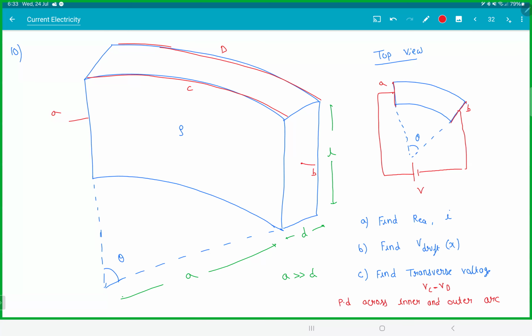What did you guys do exactly? Life is not that easy. What did you take? You took rho L by area, right? So area you took as L into D. Perfect. What length did you take? So you mean to say the length of the rod is constant everywhere? The inner surface's length is A theta. The outer surface's length is A plus D theta. What did you take as length?